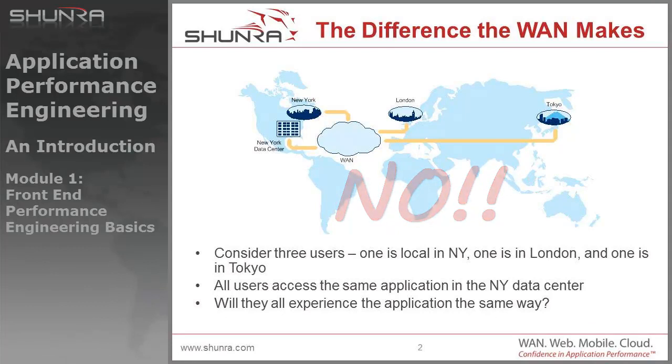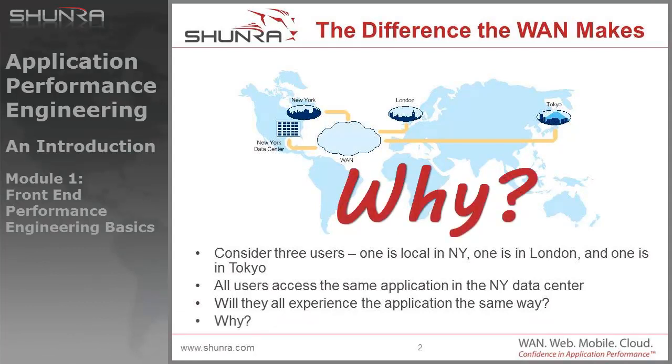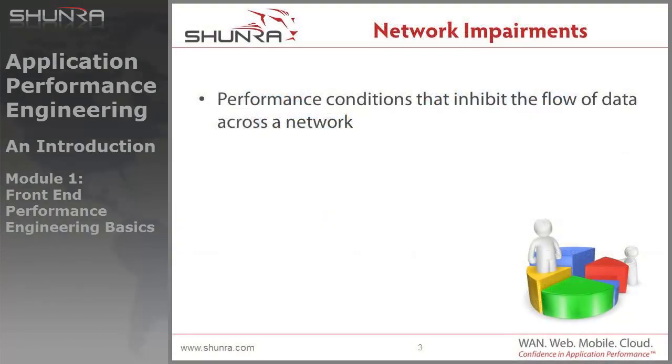What we're going to do is talk about why our users in Tokyo and London will not experience the application the same as in New York. There are several different network conditions that will actually inhibit the flow of data from point A to point B. What we're going to do now is discuss those. And there are 5 major points that we will be addressing in this module.